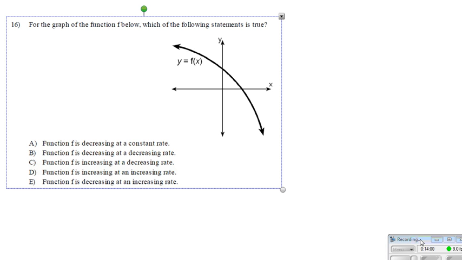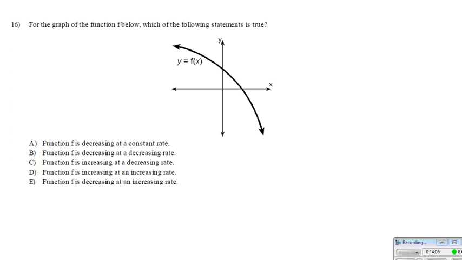Alright, so let's look at number 16 here together. So when you look into this one, the graph is going down. That means f prime has to be negative. And then also concavity is negative. That means f double prime also has to be negative.